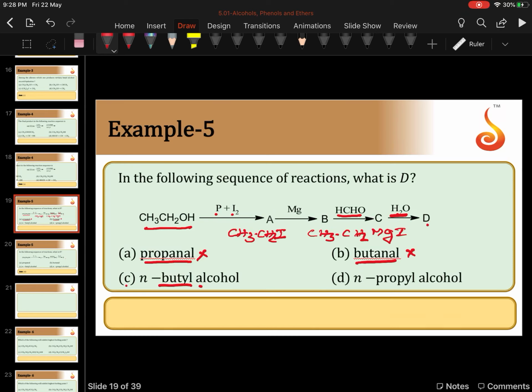So option C is primary alcohol, n-butyl alcohol. Option D is also primary alcohol. So now how to find out which alcohol? How many carbon atoms are there in the given compound? 2 carbon atoms. How many carbon atoms are there in formaldehyde? 1. So the final alcohol should have only 3 carbon atoms and it should be n-propyl alcohol.